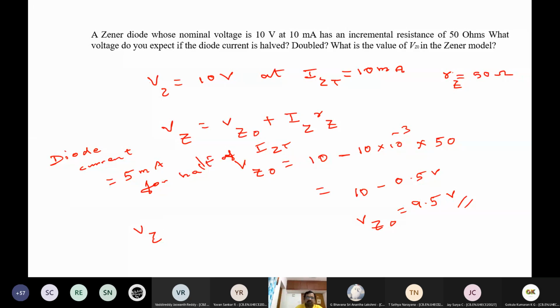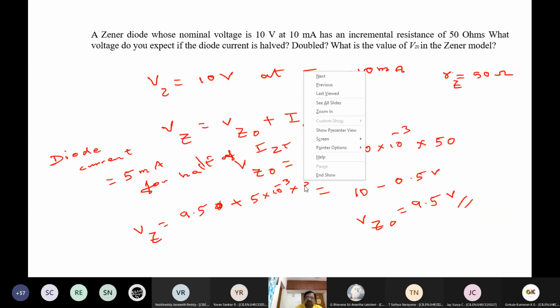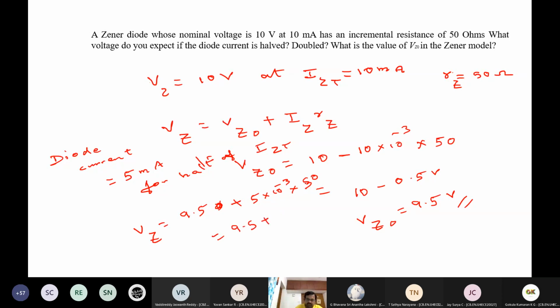VZ will be equal to 9.5 plus IZ times RZ. So IZ is now 5 milliampere, 5 into 10 power minus 3, into resistance. How much resistance? 50 ohms. So you can see that is 9.5 plus 250 into 10 power minus 3. So that becomes 0.25. So the answer will be 9.75 volt.